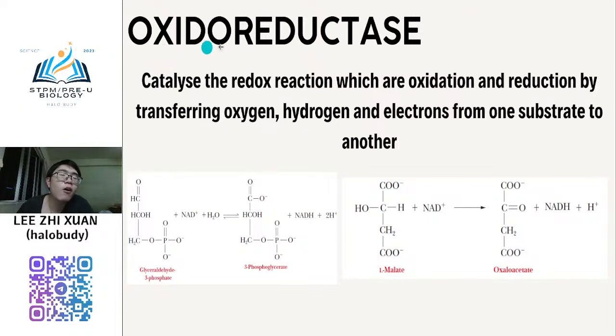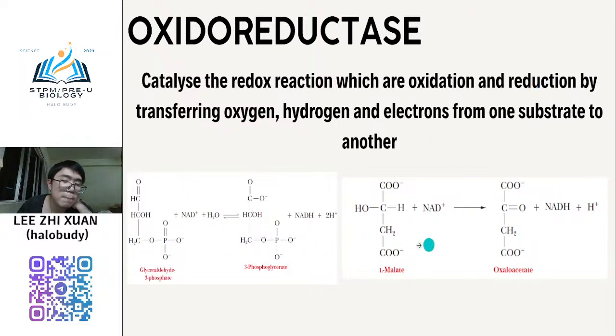You see here, oxidoreductase: oxy and reduct. So it is already clear. It plays a role in oxidation and reduction processes. Any enzymatic reaction that involves oxidation and reduction, the enzyme is called oxidoreductase. You know that, right? What are oxidation and reduction? Transferring oxygen, releasing hydrogen, accepting hydrogen, releasing or accepting electrons, all of this is involved in oxidation and reduction, right? So these are two examples.